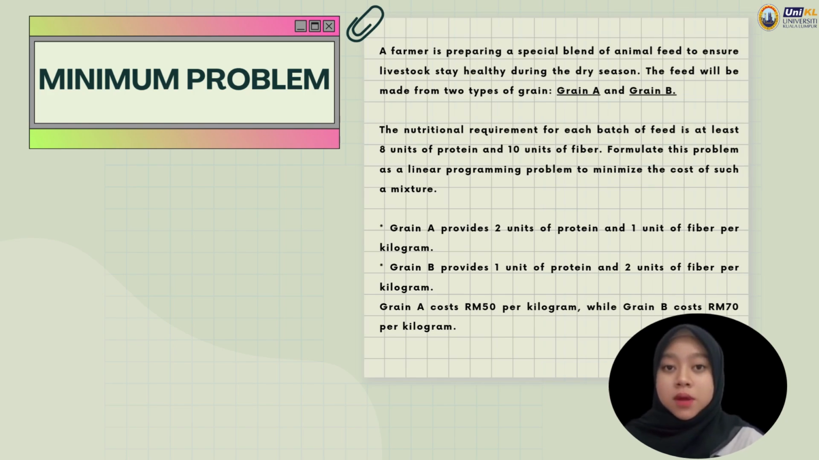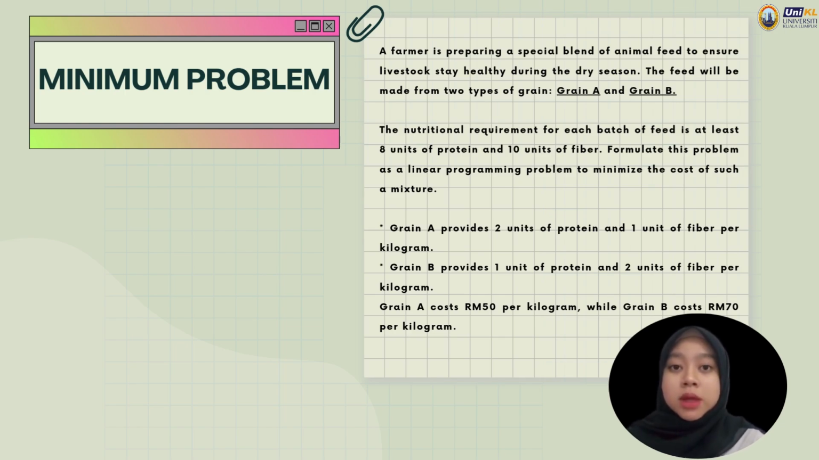Hello, my name is Safina. Let's go through this minimization cost problem together. It's about optimizing animal feed for a farmer. So here's the situation. The farmer needs to prepare a special mix of animal feed to keep livestock healthy during the dry season. The feed uses two types of grain, grain A and grain B.